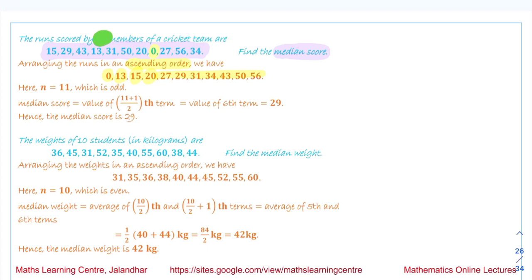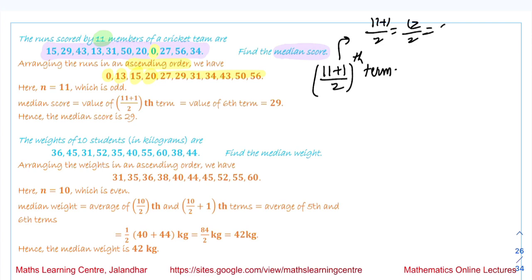Now how many members are there? There are 11 members. So the formula is the (11 plus 1) by 2th term. It is not 11 plus 1 by 2. You will not write the answer as 11 plus 1 by 2 equals 12 by 2 equals 6, and call that the median. We are saying it is the (11 plus 1) by 2th term, so we are talking about the 6th term. The 6th term means first, second, third, fourth, fifth and 6th. So this is the 6th term, that is 29.